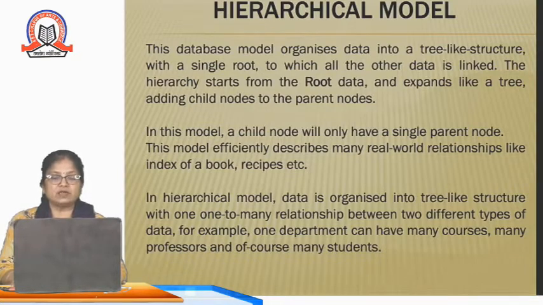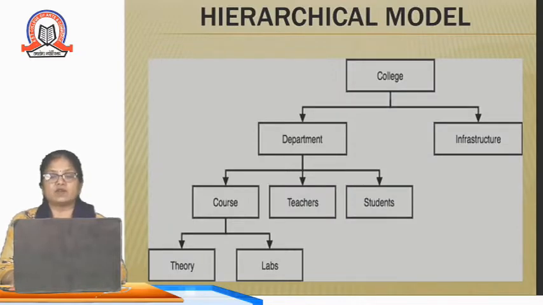In hierarchical model, data is organized into tree-like structure with one-to-many relationship between two different types of data. For example, one department can have many courses, many professors and of course many students. This is the diagram of a hierarchical model. In this diagram, we have taken a college example.